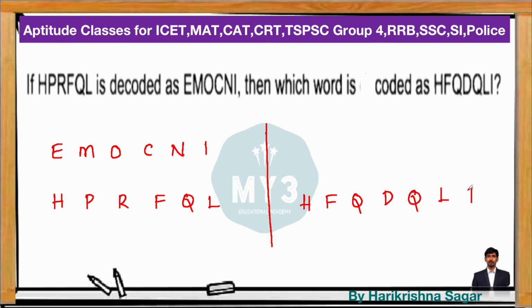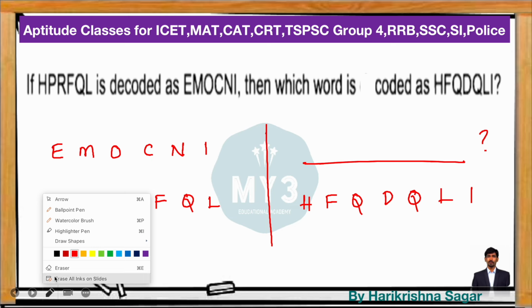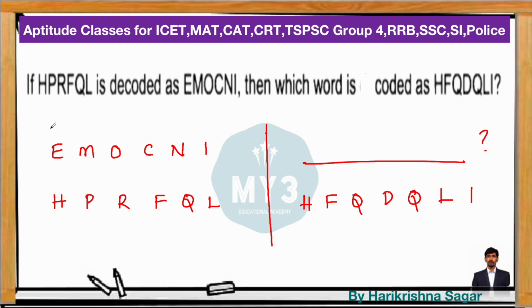Which word is coded as HFQDQLI? Please understand the given sentence clearly. They have given not coded, they have given decoded. That means HPRFQL is decoded as this means EMOCNI is coded as this. That is the meaning. Then which word is coded as this? That means this we have to figure out. To find this out, just try to understand the logic which is available here. This is the 5th alphabet, this is the 8th alphabet. There is an increase of 3. This is 13th, this is 16.